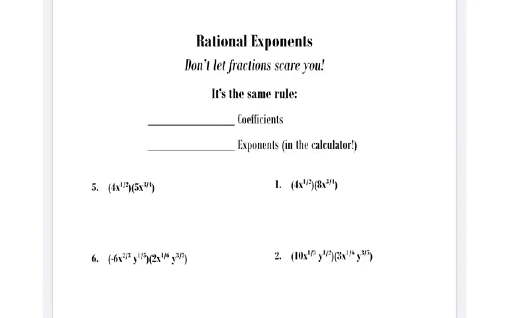So we are going to continue in the same world, but this time it's called rational exponents. So just so you know, rational has the word ratio, and what you hopefully learned in middle school is a ratio is just a fraction. So the word rational just means exponents that have a fraction in them. So don't let fractions scare you. We're going to do the exact same rule.